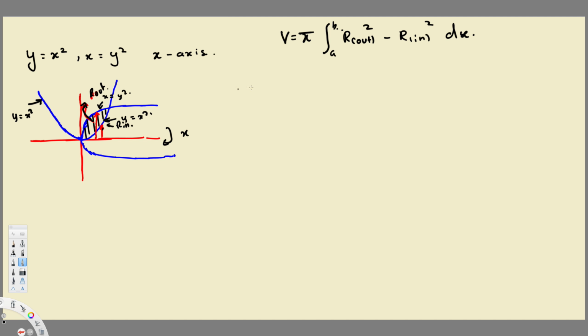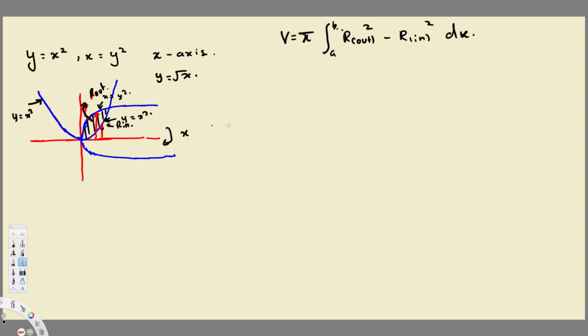So here we are going to write outer radius squared minus inner radius squared. But the outer radius is in terms of y, and we have to write it in terms of x. So let's rewrite this one. If you take the square root of both sides, that's going to give you y equals root x. So that's going to be the outer radius.